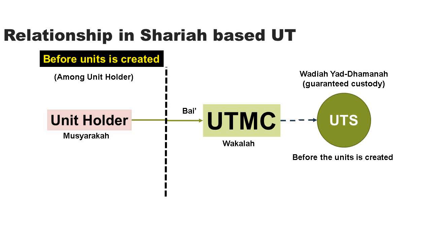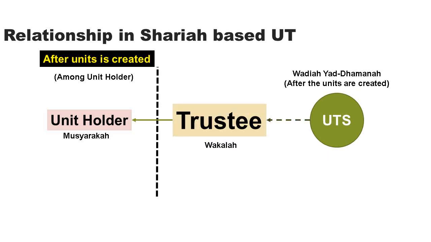Now what happens is the UTMC receives the check. They will transfer the money into the units inside here. Once they put it inside here, whose name is the money under? The trustee, correct? So let's say I'm the unit holder and I pay money to the UTMC. UTMC becomes the Wadiah Yad Damanah, the wakala. But now they take the money and put it into this fund, so it's under the trustee's name. After units are created, the money is changed into units, so the whole thing is transferred under the trustee's name.